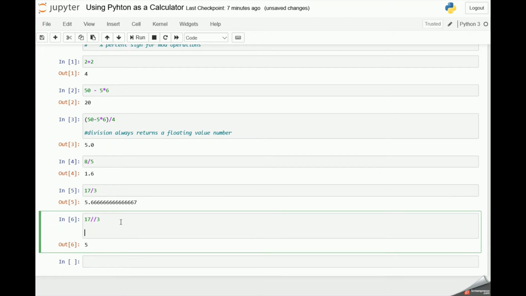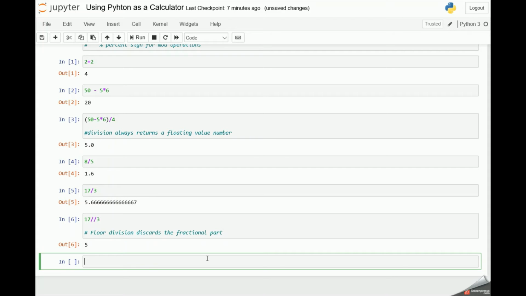Let's go ahead and put a comment about it. Floor division, which we call it, discards the fractional part. Okay.